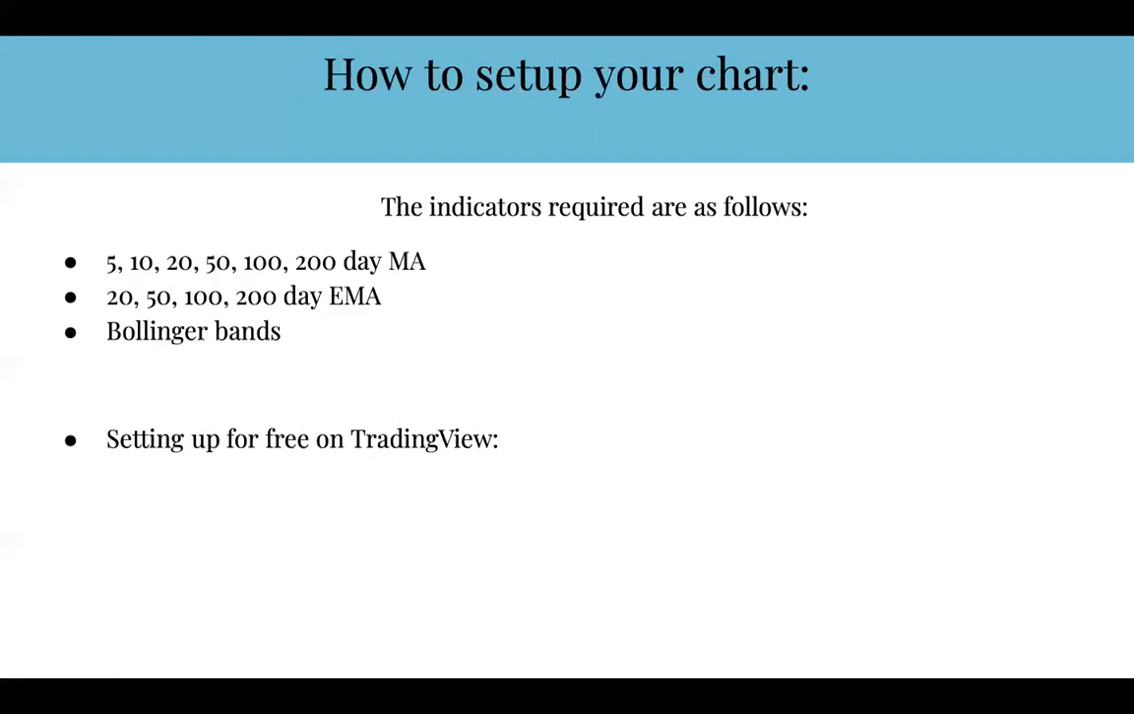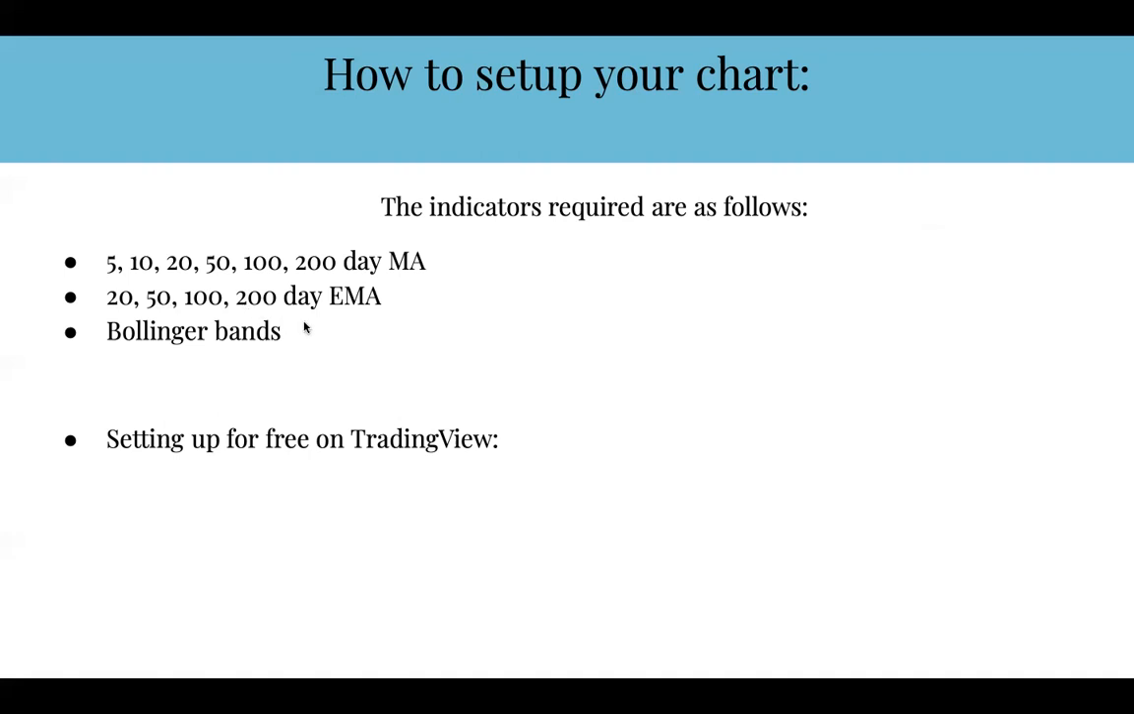All right. So really, we have a pretty good understanding of what supply and demand is. Now we need to be able to apply it to our charts, right? So what we're going to be using, we have listed here, we're going to be using the 5, 10, 20, 50, 100, and 200-day moving averages. And then we're going to also be using the exponential moving averages, the EMAs. We're going to be using the 20, 50, 100, and 200.